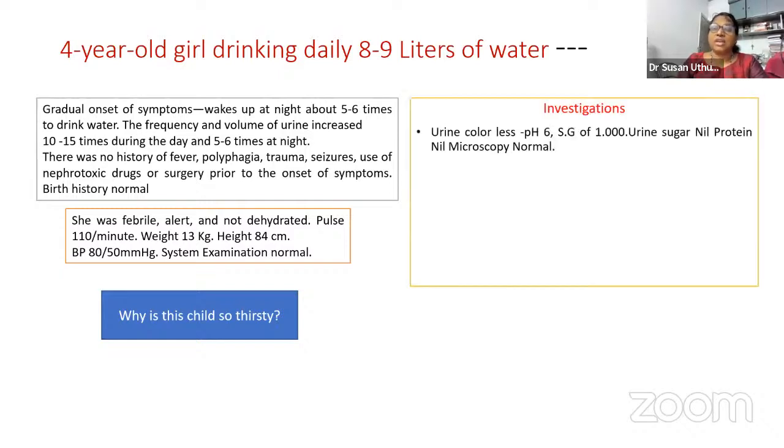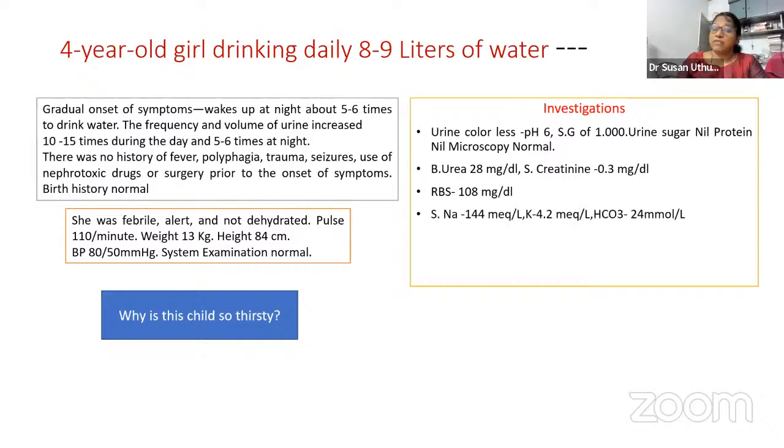So going on to the investigation, it was seen that the urine was almost like water and specific gravity was 1.000. The urine microscopy was normal. There was no sugar or protein in urine. And her blood urea creat normal, sugar was normal. But look at her sodium. It was borderline elevated. It was 144. The bicarbs and potassium were normal.